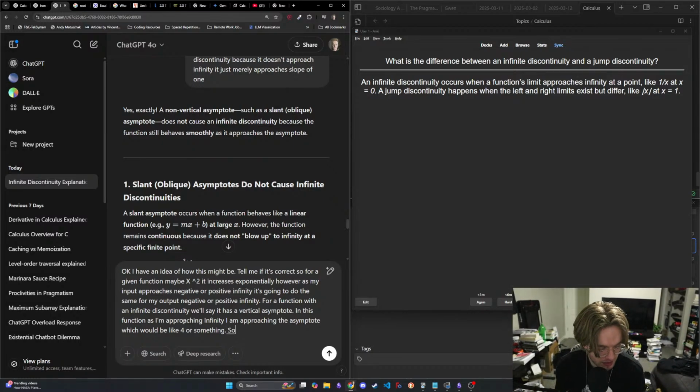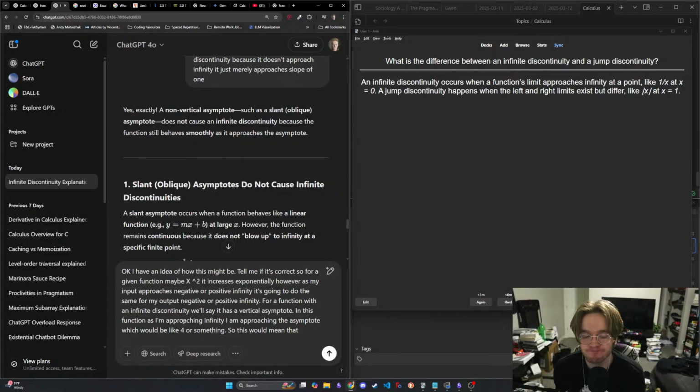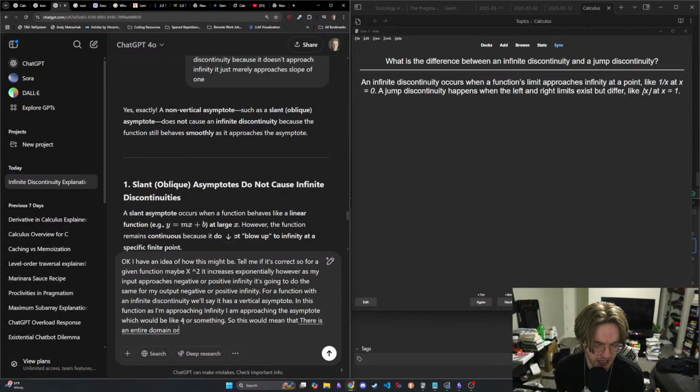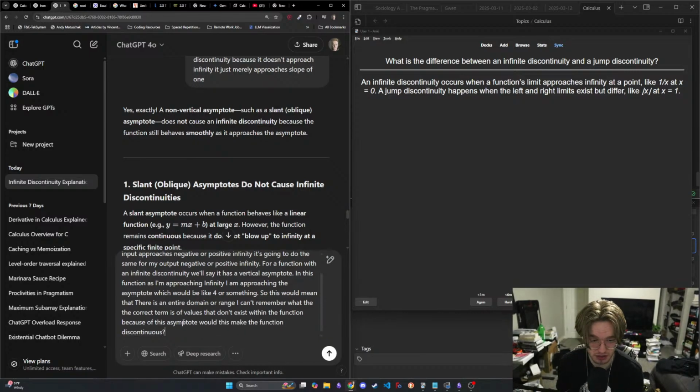So this would mean that there is an entire domain or range, I can't remember what the correct term is, of values that don't exist within the function because of this asymptote. Would this make the function discontinuous?